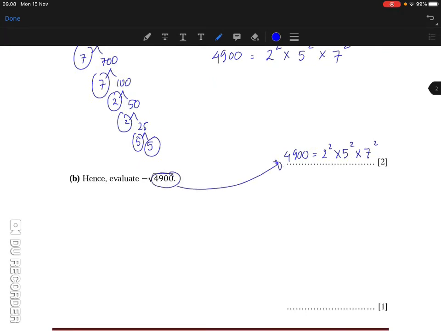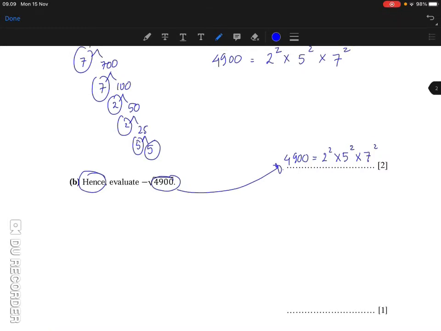And remember guys, if you have "hence" here, this word means you need to use the answer from the previous questions to find the next questions. So basically you only have negative square root of 4900. This one is the same thing, like we have negative square root of 2 square multiply 5 square multiply 7 square.